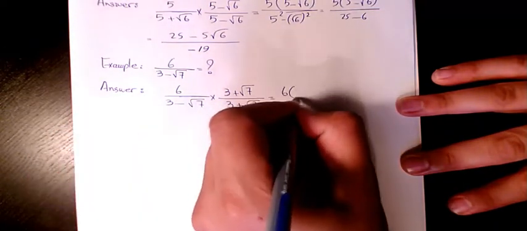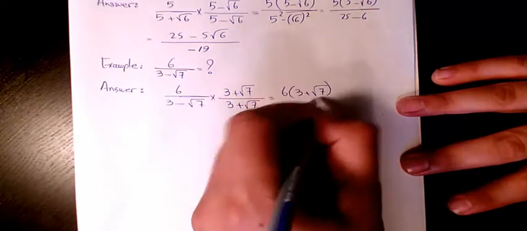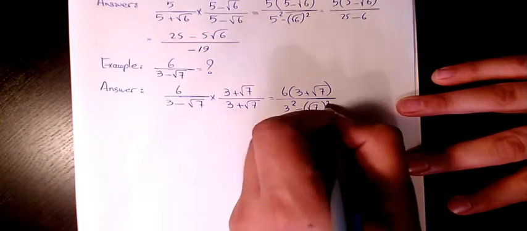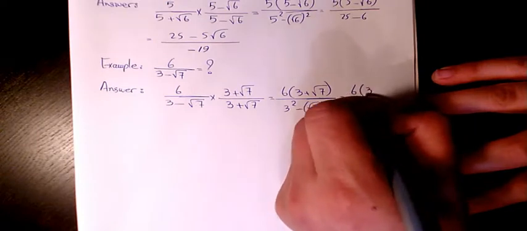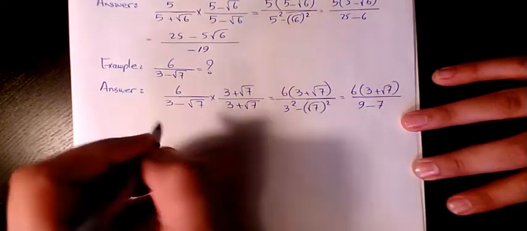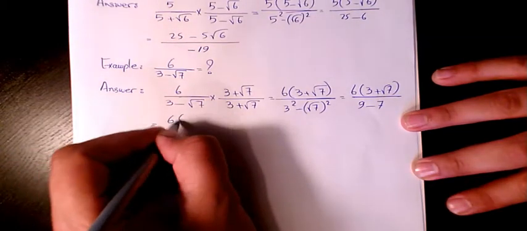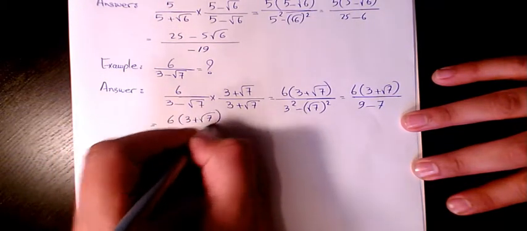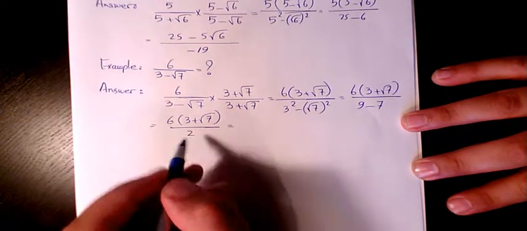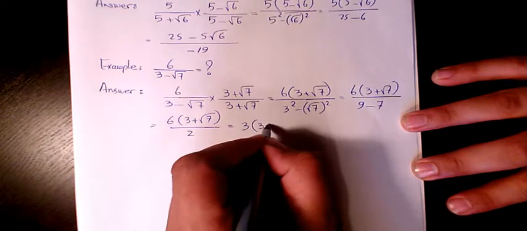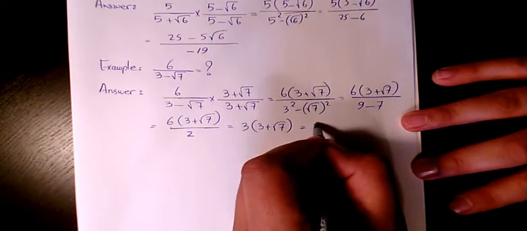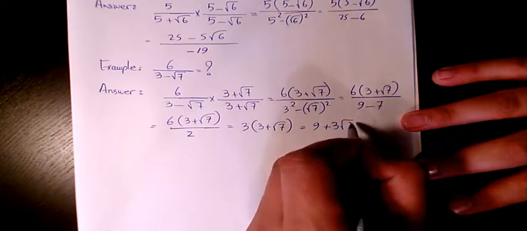That's going to be 6 times 3 plus root 7 divided by 3 squared minus root 7 squared. So it's going to be 6 times 3 plus root 7 divided by 9 minus 7. That will be 6 times 3 plus root 7 divided by 2. And then you cancel out. 6 divided by 2 is 3, plus 3 over 3 plus root 7. Or you can say 9 plus 3 root 7.